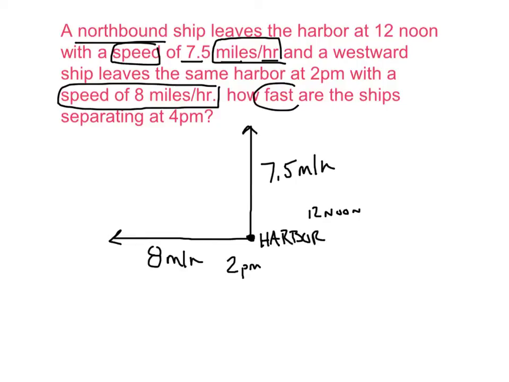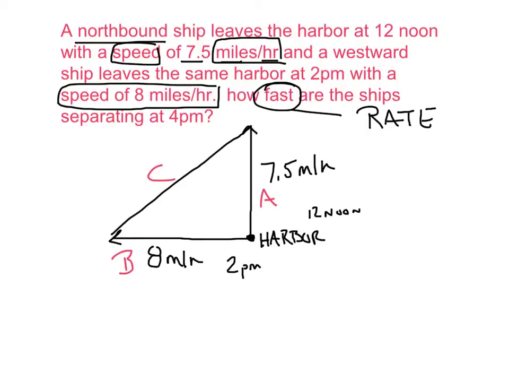How fast, so I'm asking for the rate, are the two ships separating at 4 p.m.? So I want to know the rate of change of this side, the derivative of this side, at 4 p.m. So I'm going to slow down and slap some variables. I'm going to call this A, B, and C. And I'm just going to make a note that dA dt, that's the rate of this side, is 7.5 miles per hour. dB dt, the rate of this side, is 2 miles per hour.